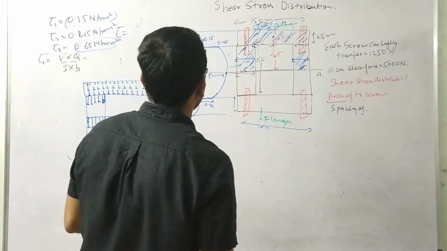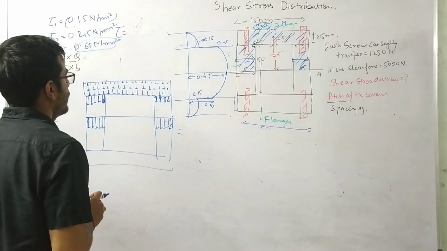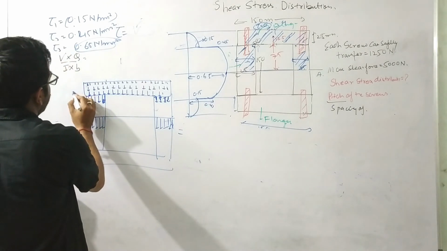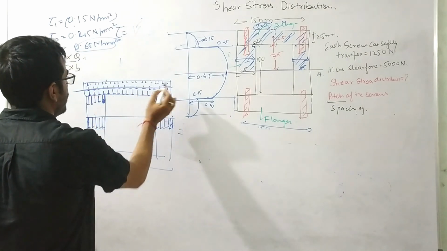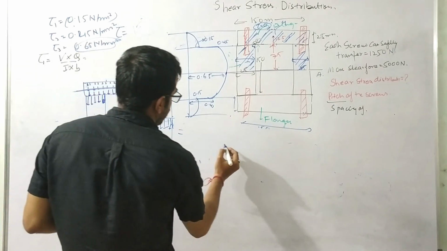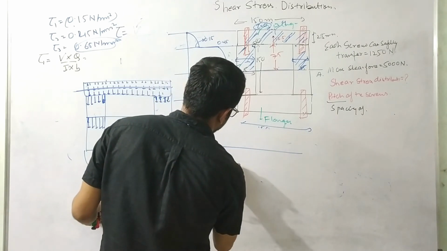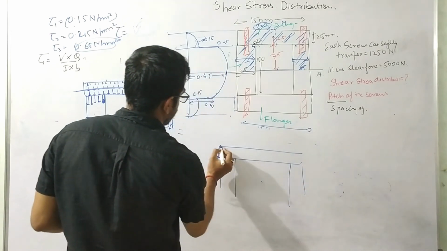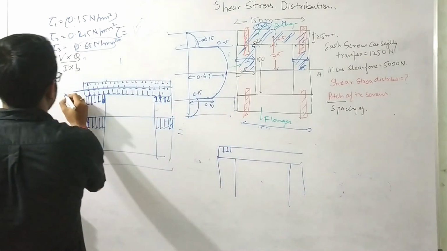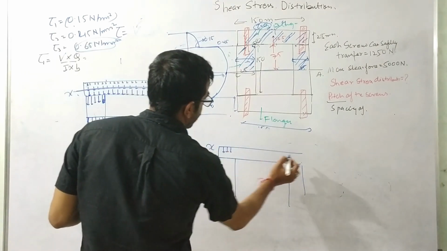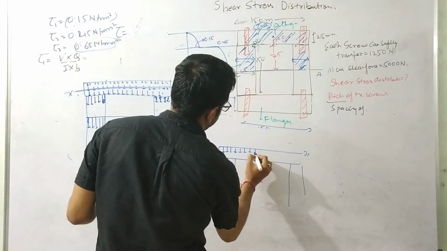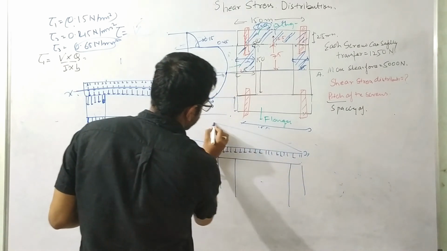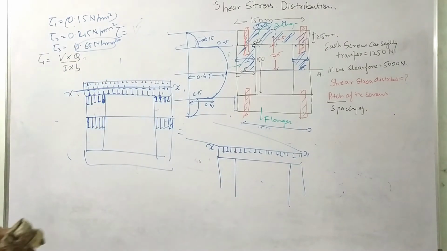Now I need to calculate. If I cut my section over here, I'm just showing you how the horizontal shear stress will act. If I'm cutting my section over here, at this point, let us suppose this is the x level. At this x level, this is the vertical shear, and the complementary of which is acting in this plane.